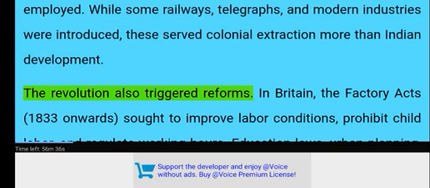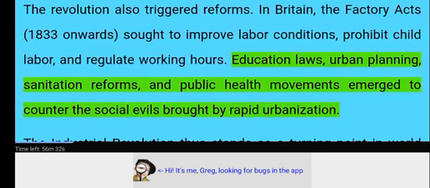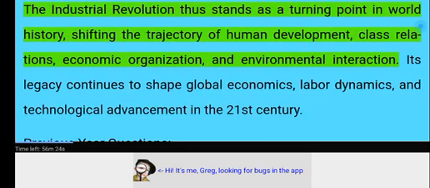The revolution also triggered reforms. In Britain, the Factory Acts 1833 onwards sought to improve labor conditions, prohibit child labor, and regulate working hours. Education laws, urban planning, sanitation reforms, and public health movements emerged to counter the social evils brought by rapid urbanization.